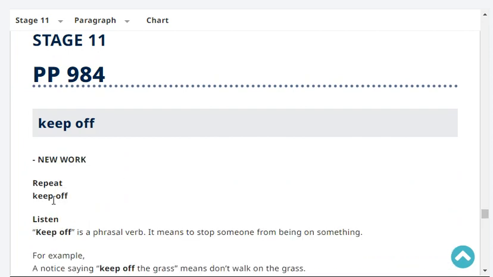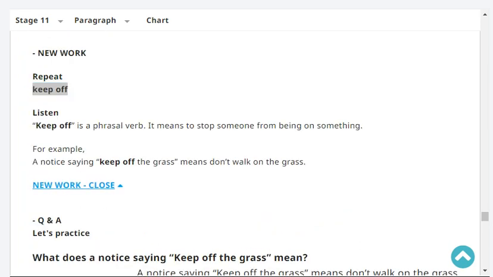Next, repeat. Keep off. Keep off. Very good. Okay, listen. The word keep off is a phrasal verb. It means to stop someone from being on something. For example, a notice saying keep off the grass means don't walk on the grass.